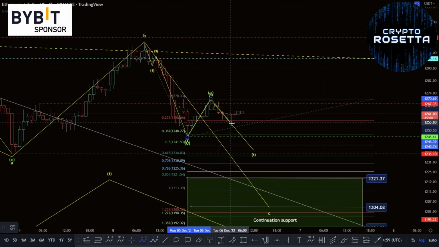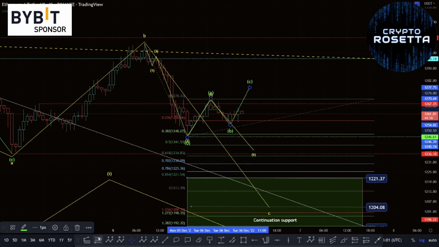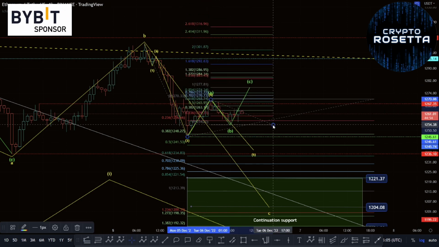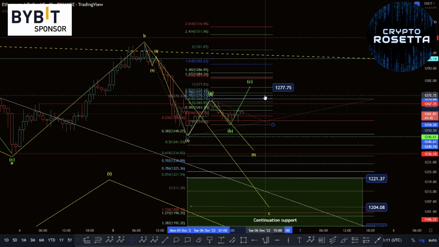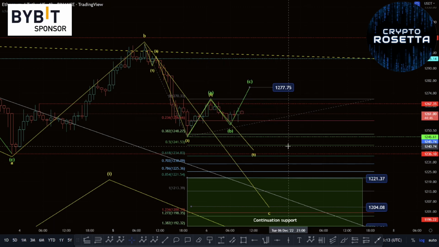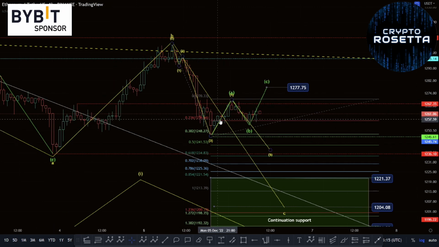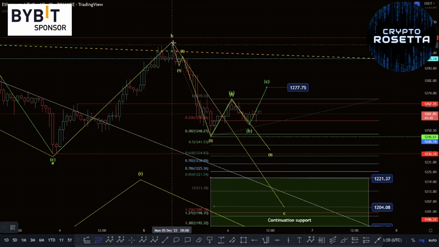where this is an A, this is a B, we move up in a C, and that 1-to-1, if I measure it up quickly off this low point, that could bring us up towards this 1277 area at a 1-to-1. Basically, what we'd be looking for here is a B wave retracement. So that could be anywhere within.